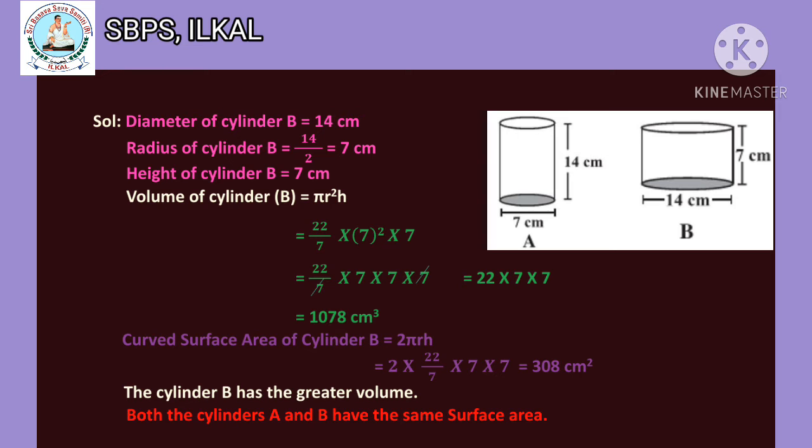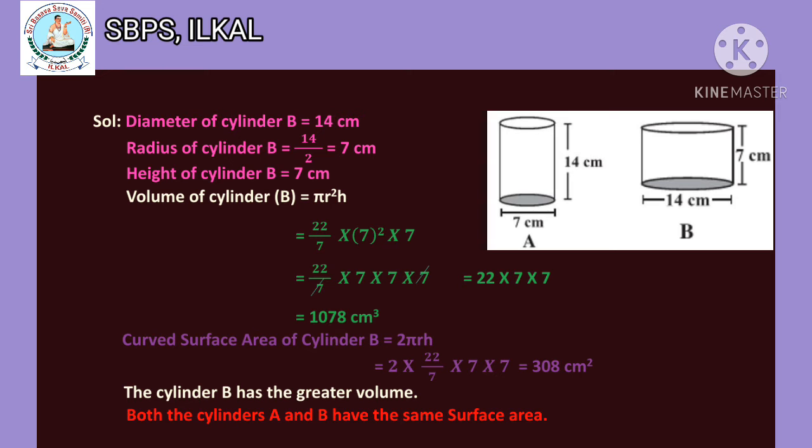Numerator and denominator 1 7 we will strike out. Then 22 into 7 will remain. If we multiply, we will get 1078 cubic centimeter. Curved surface area of cylinder B is equal to 2 pi rh, which is equal to 2 into 22 by 7 into 7 into 7, which is equal to 308 square centimeter.